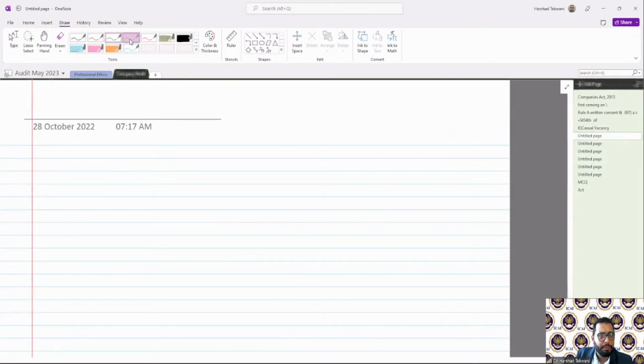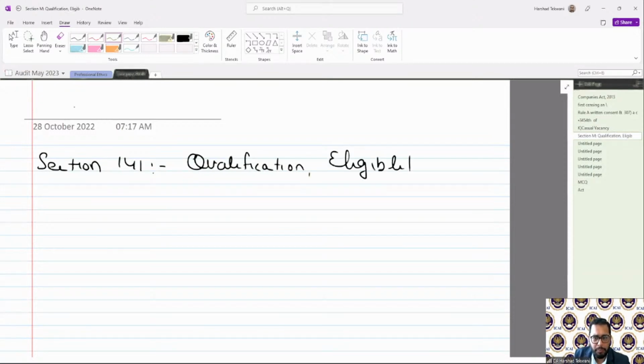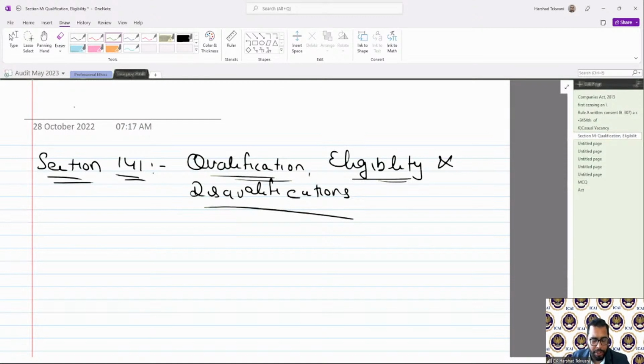So I'll write it down. Section 141. After this, I'll cover section 140, and in between, I'll cover the MCQ also of both the topics. So section 141 provides the qualification, eligibilities, and disqualifications to be an auditor.